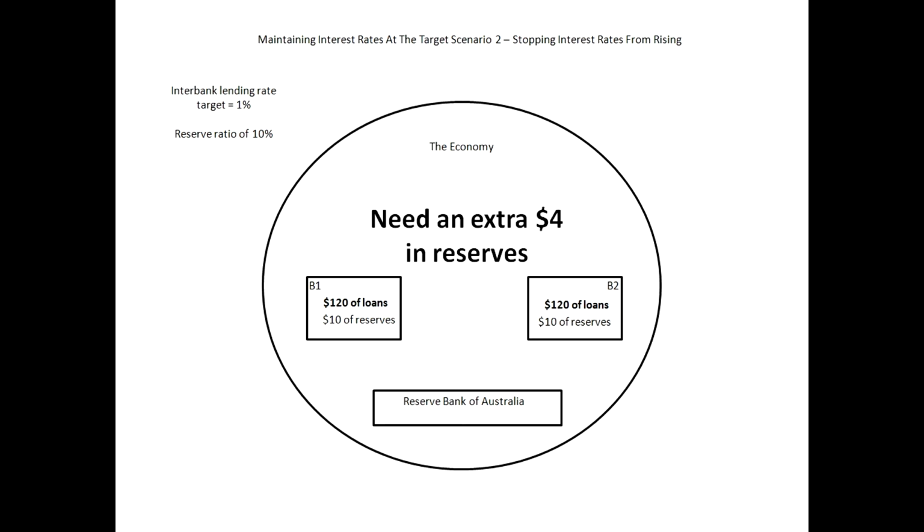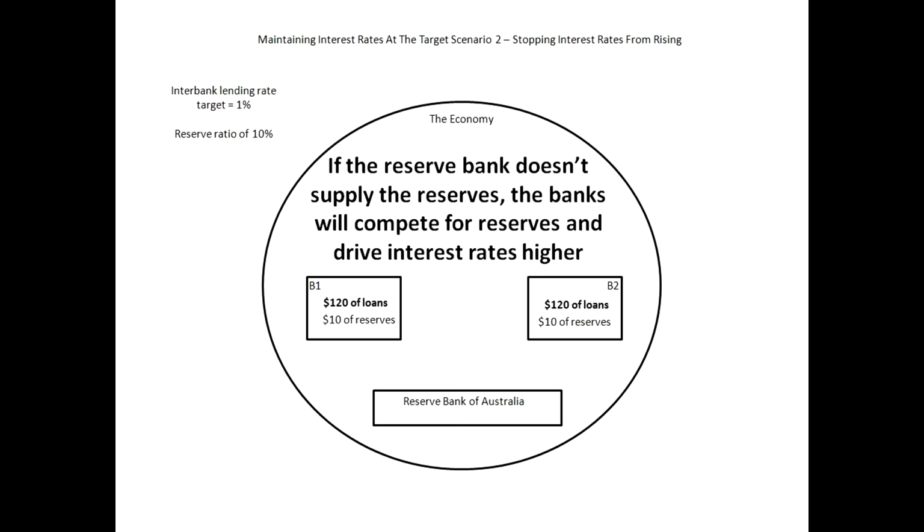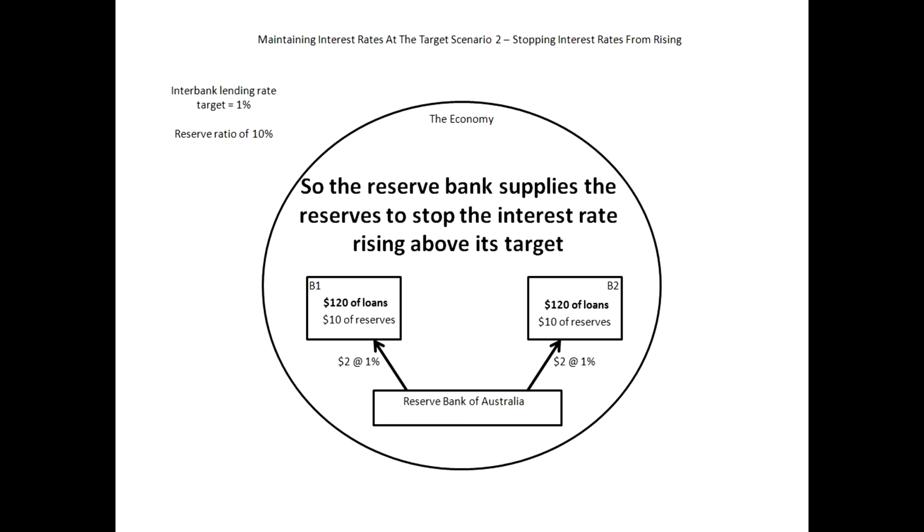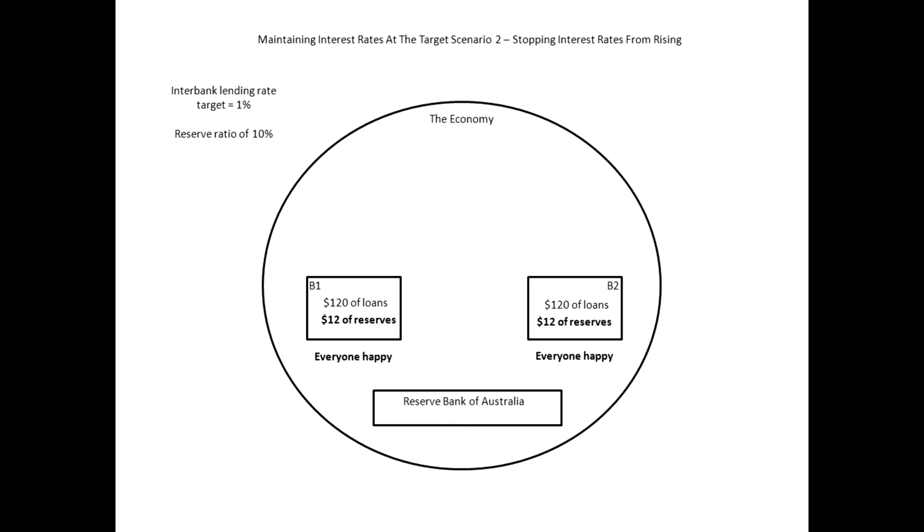But this is not what the government wants. They want the interest rate where they've set it, because once the interbank rate starts changing, it will change all the other rates, like home loan rates and that sort of stuff in the banking system, and that will mess things up according to the mainstream economists. So what happens then is that the Reserve Bank will supply the banks with the reserves, so in this case $2 each, and they'll supply it at 1%, and you can kind of get the idea why the Reserve Bank is called the Reserve Bank. They supply those reserves and the banks meet their requirements and the interest rate stays where the government wants it.